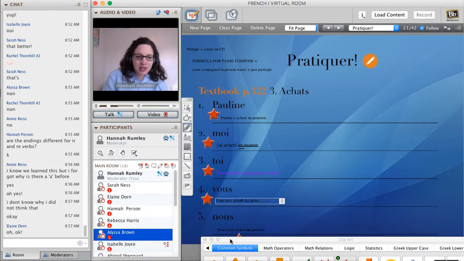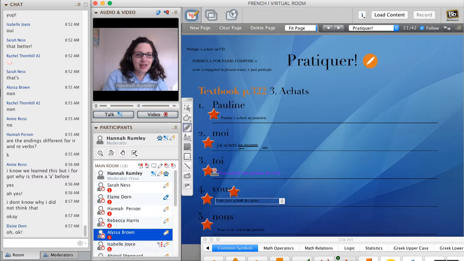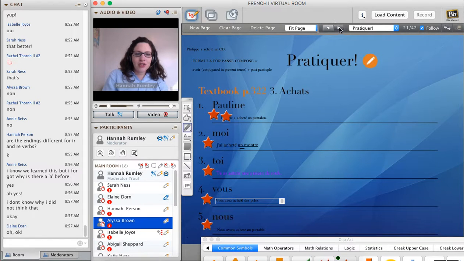Nous avons acheté un portable. Looking good, you guys. Looking good. All right. Any questions on these? Lower your hands. Re-raise them.